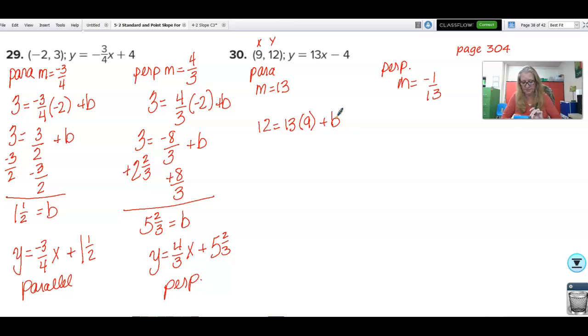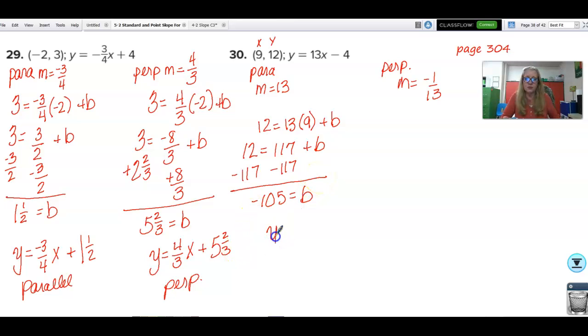13 times 9. Okay, so then we have 12 equals 117 plus b. To get b by itself, we subtract 117 from both sides. 117 minus 12 would be negative 105. Not want to graph that one. So the equation of this line would be y equals 13x minus 105. And that would be parallel to the original equation.